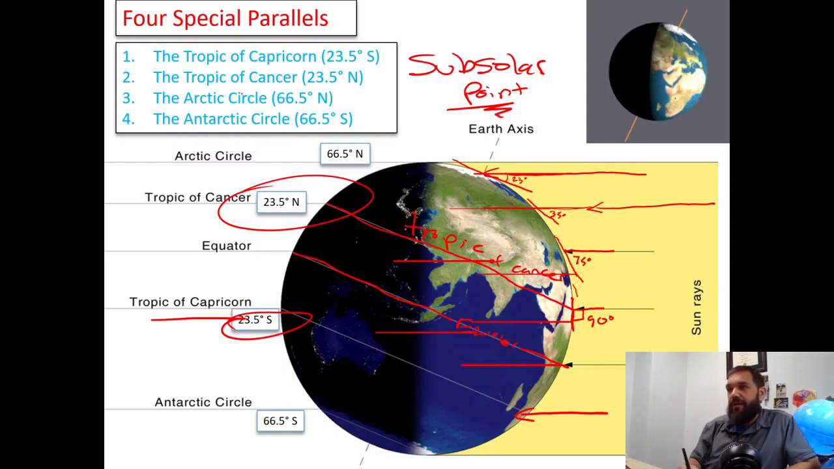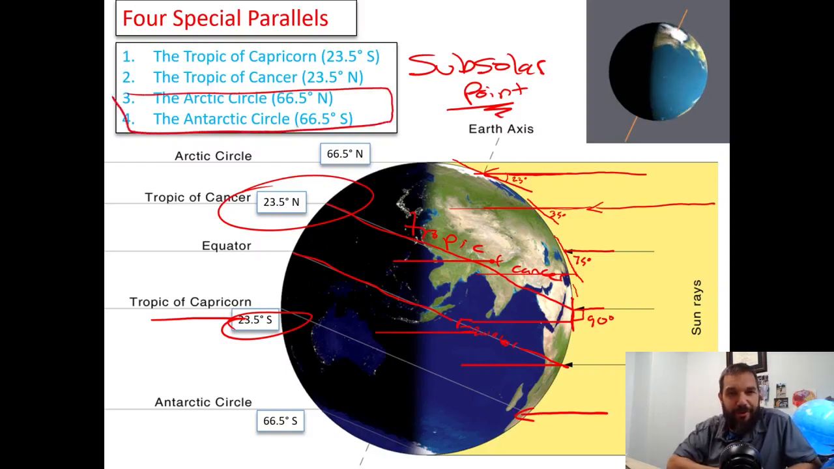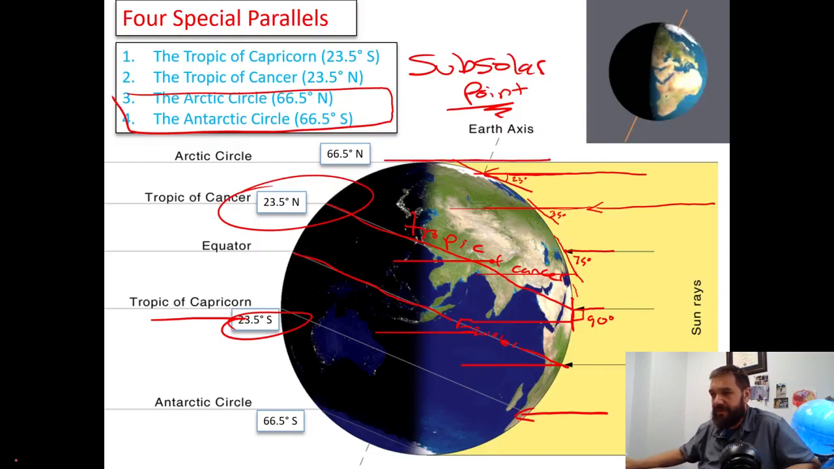Now, the Antarctic and Arctic Circle, you probably heard of those before. That's where, of course, the temperatures are very cold, at 66.5 degrees north and south. So what you'll notice, you see this line right here. This is where the sun... I'm going to erase everything on here so you can see this more clearly.